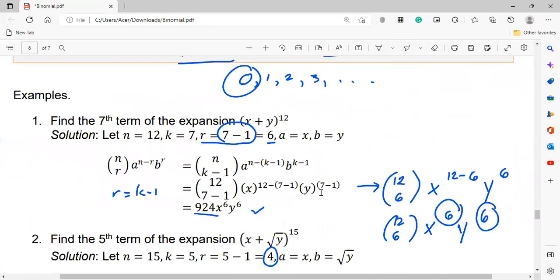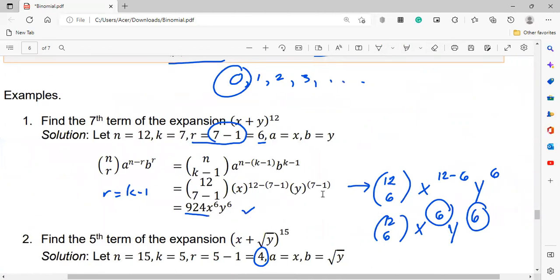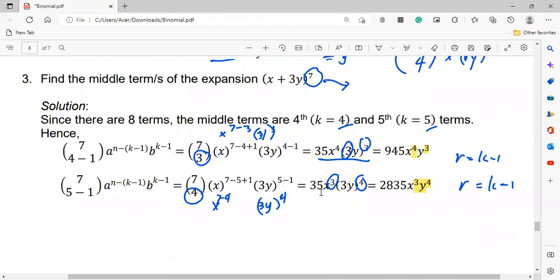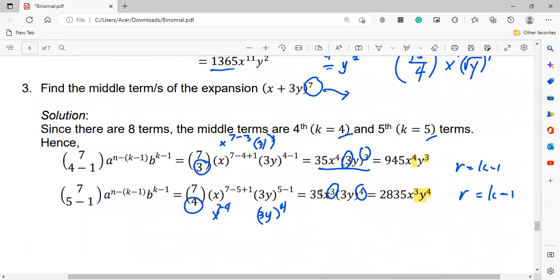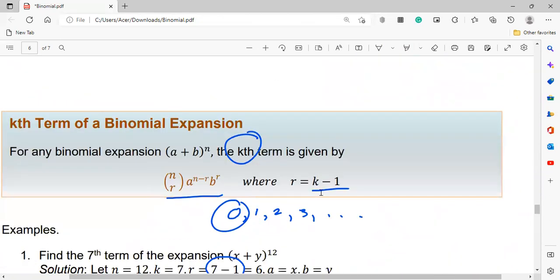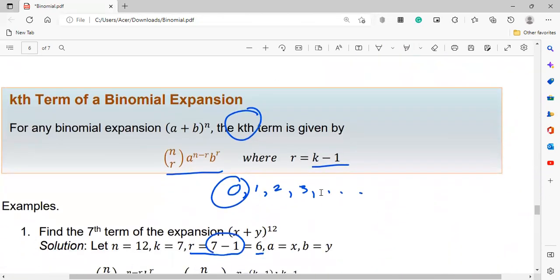Okay, so that is how we get the missing term, specific term in a sequence. So you don't need to review mathematical induction, just review up to binomial theorem. Okay, specifically finding the kth term of a binomial expansion.